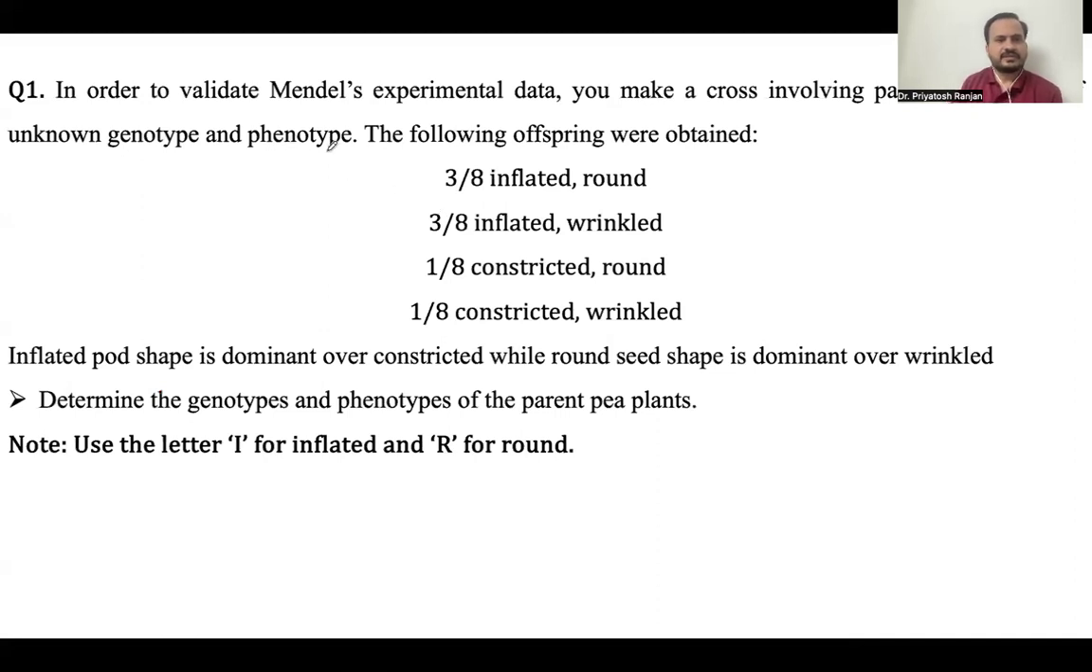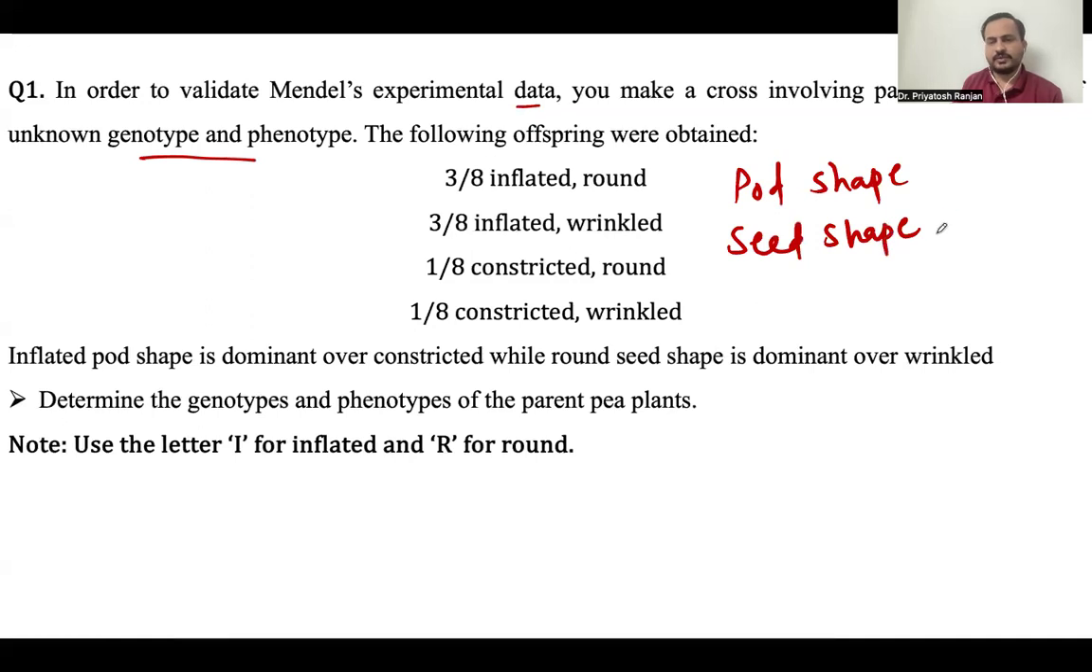Now, the first question is, in order to validate Mendel's experimental data, you make a cross involving parent pea plants of unknown genotype and phenotype. That means the genotype and the phenotype is not known to you. And the following offspring are obtained after the cross. You have the involvement of two genes, one for the pod shape, and the other one is the seed shape. You can easily figure it out if you have read Mendel's principles and postulates.